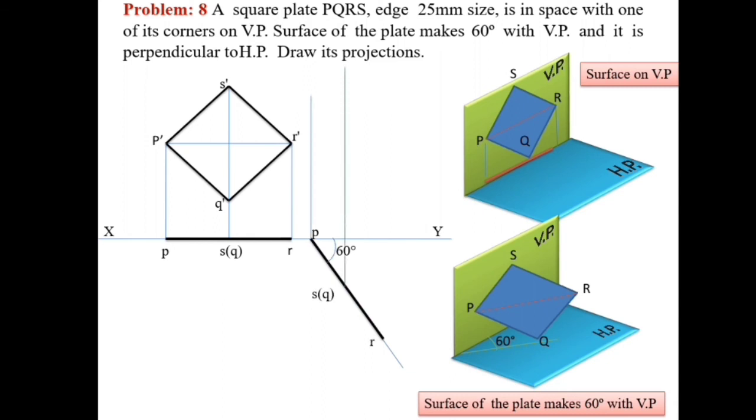Then you project all the points, and the front view will be the projection points. The intersecting points you note as P1 dash, R1 dash and S dash. That intersecting point is S1 dash, and this is Q1 dash. Finally you join all the points, and you get the true shape of the front view when the surface of the plate is at 60 degree inclination with VP.